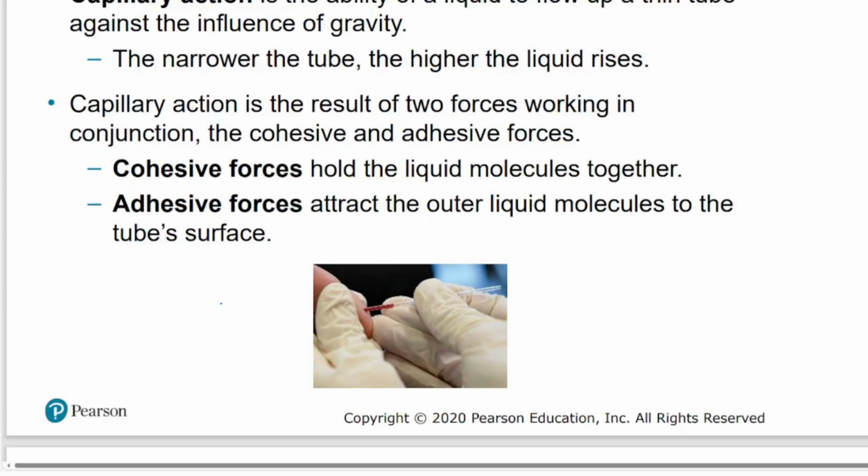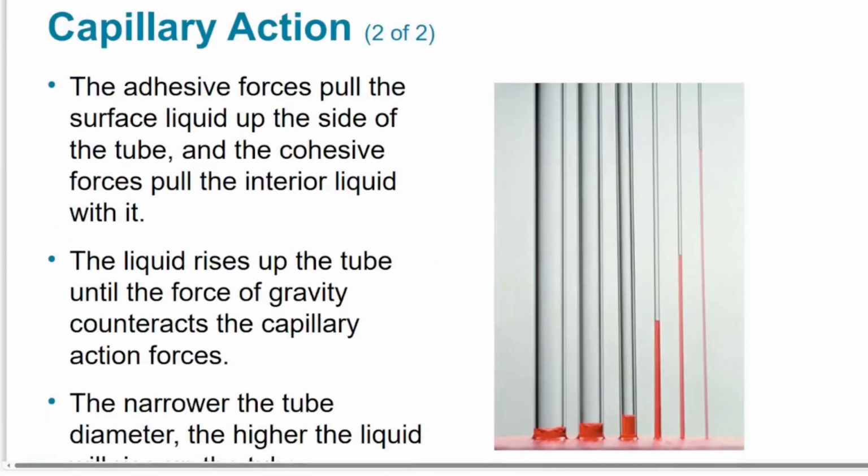You've probably experienced this if you've had a blood test that used a capillary tube to store the sample for later processing. We see here some examples of capillary tubes having different radii. So the capillary tube with the smaller radius is going to have the higher column of liquid. And this is because the adhesive forces inside the tube are able to draw the liquid further up against the pull of gravity than those in the larger tube.